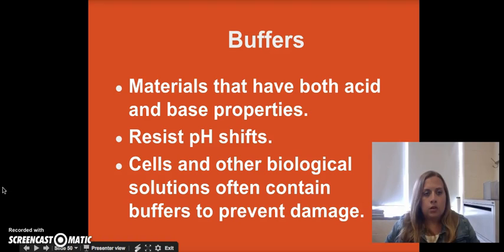And then we've got something called buffers. Buffers are important because these are materials that have both acid and base properties, and they help resist pH shifts. So cells and other biological solutions often contain buffers to help prevent damage.